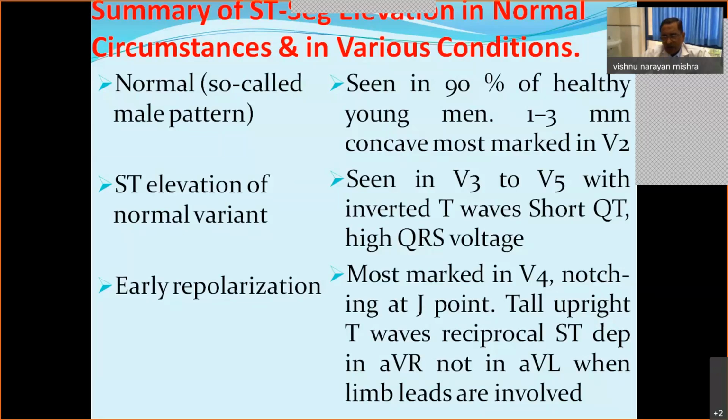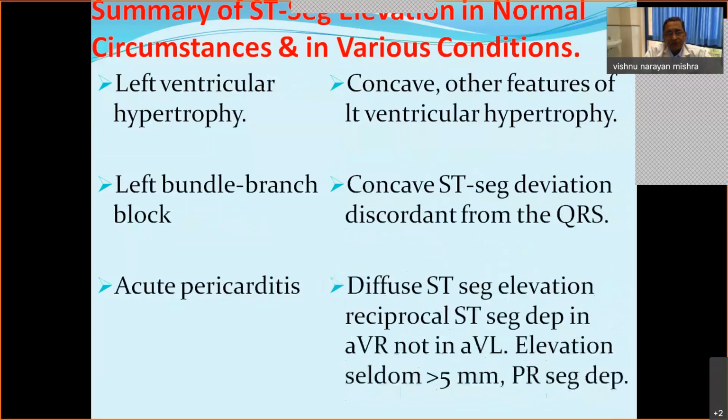This is most marked in the V4 lead, with notching at the J point, which is a fish hook kind of appearance, a tall upright T wave, and reciprocal ST segment depression in aVR, not in aVL, when limb leads are involved. This is what differentiates early repolarization from MI.